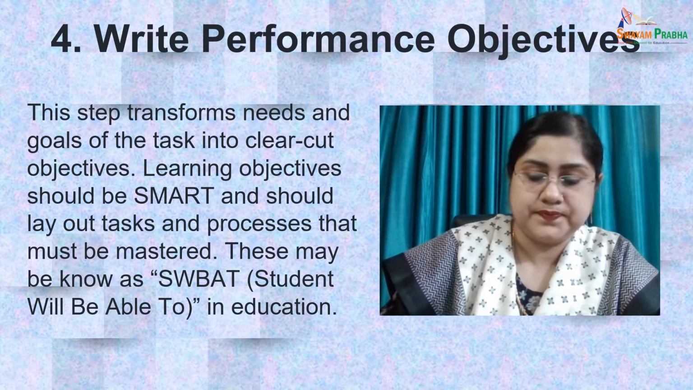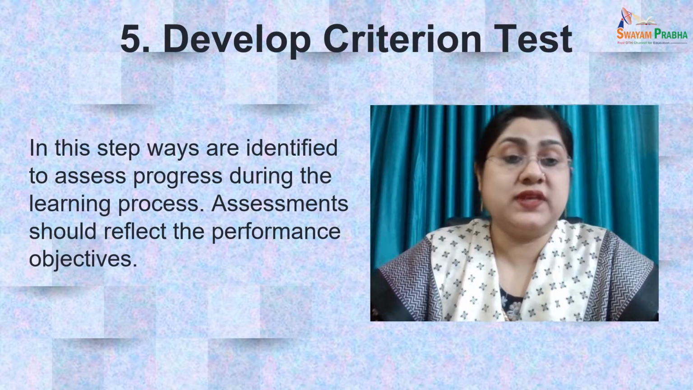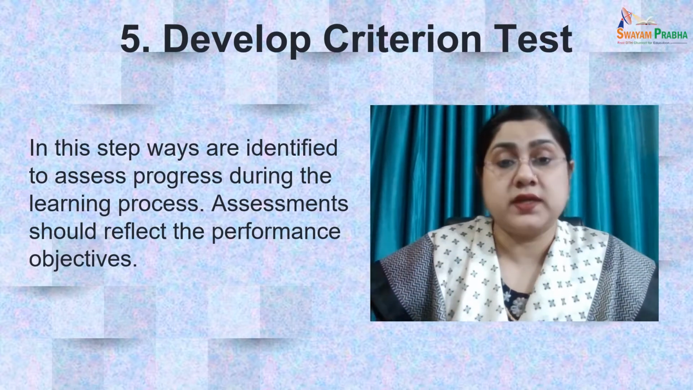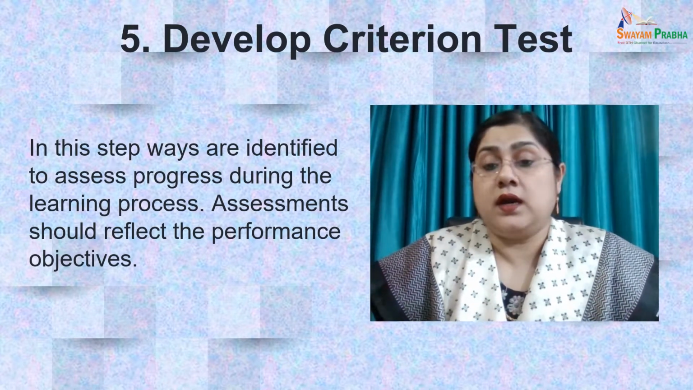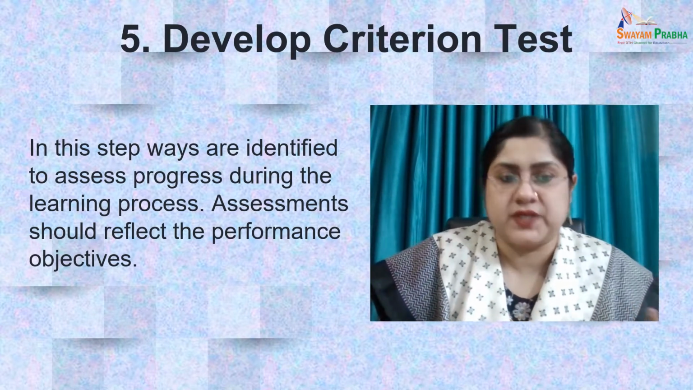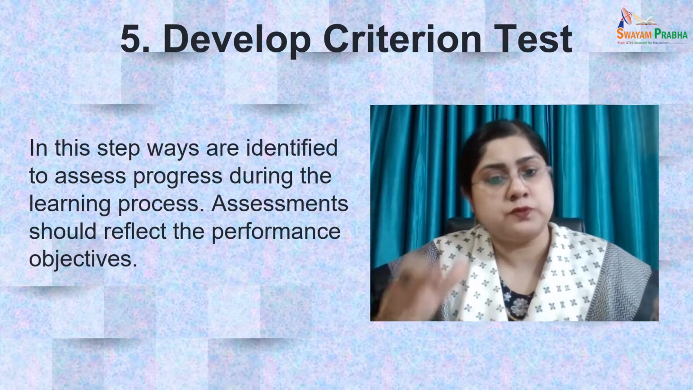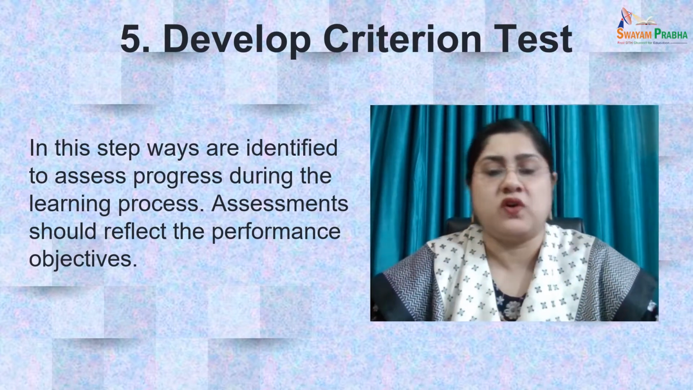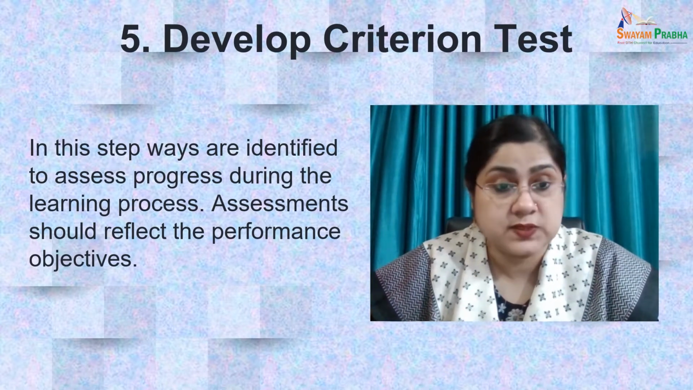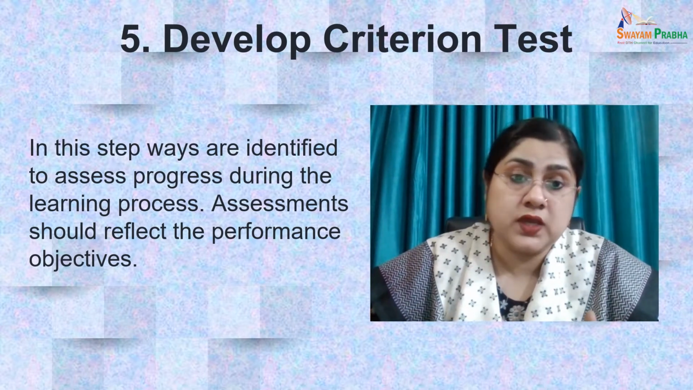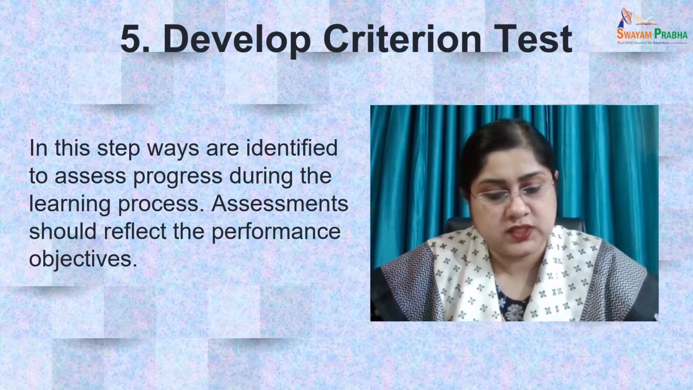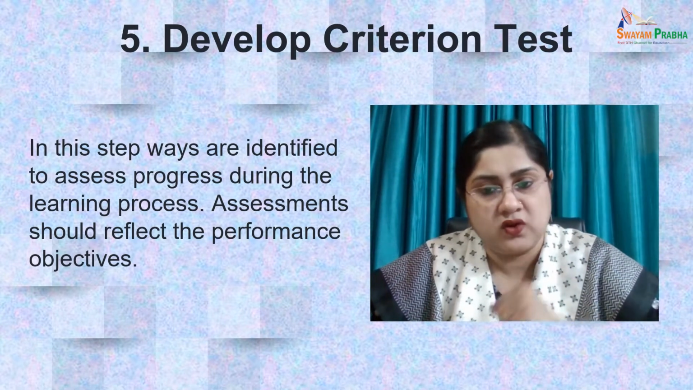The next step is to develop the criterion test. Identify the ways to assess the progress during the learning process. This is very important, and assessment should reflect the performance objectives. To monitor and evidence both the progress and effectiveness of the instruction, as the instructional designer, we need to develop criterion and specific tests. These should be in the right format and level for the learners who are part of this learning process.